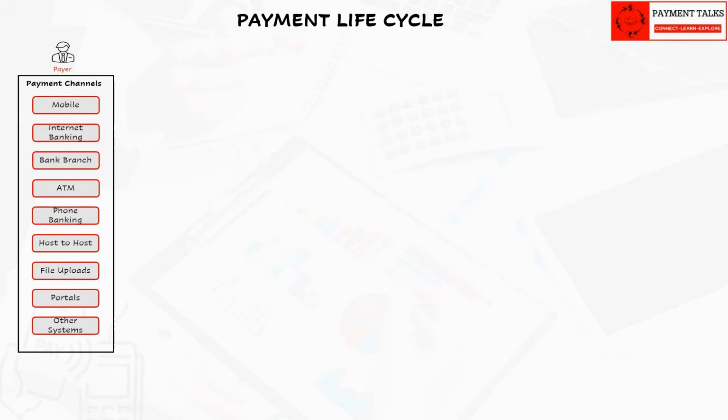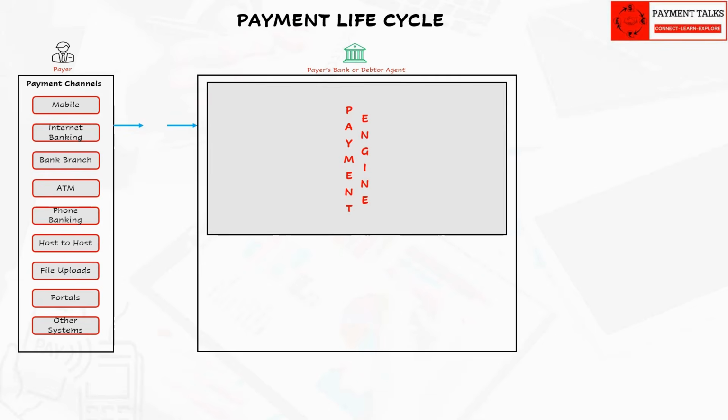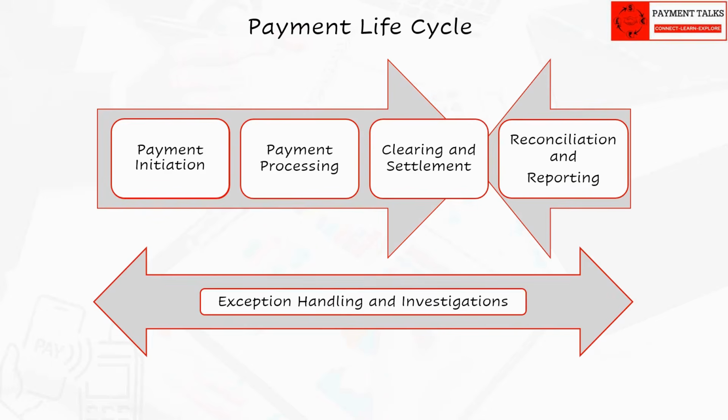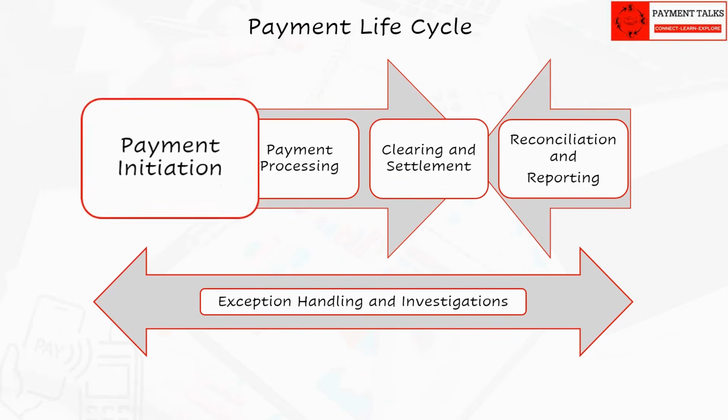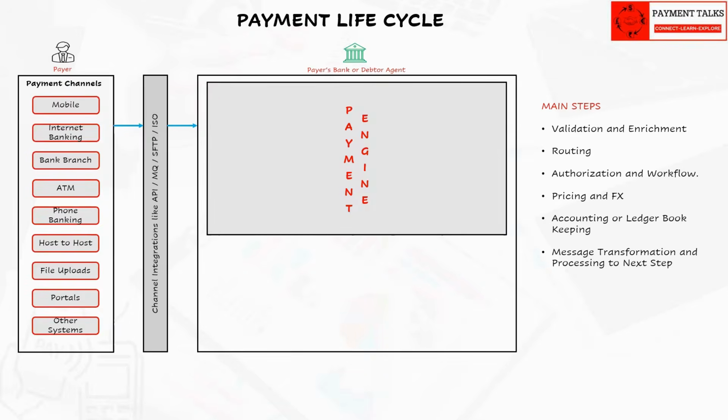Once the payment initiation is completed, the channels send the payment instructions to the payment engine. These payment instructions are sent to the payment engine through channel integrations like API, MQ messages, SFTP, ISO messages, or any other way. Now that we understand the first stage of the payment lifecycle, let's move on to the next stage, which is payment processing. This stage is the meat of the bank side work. This stage is typically decomposed into several sub-steps. As you can see here, there are several steps involved in this stage.